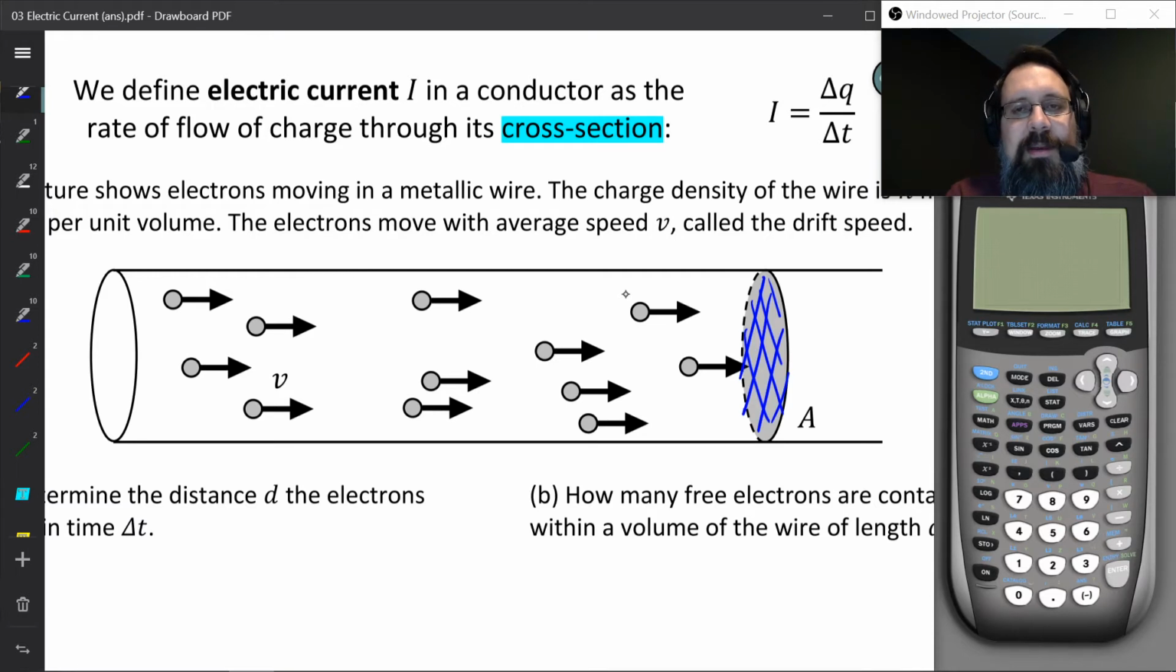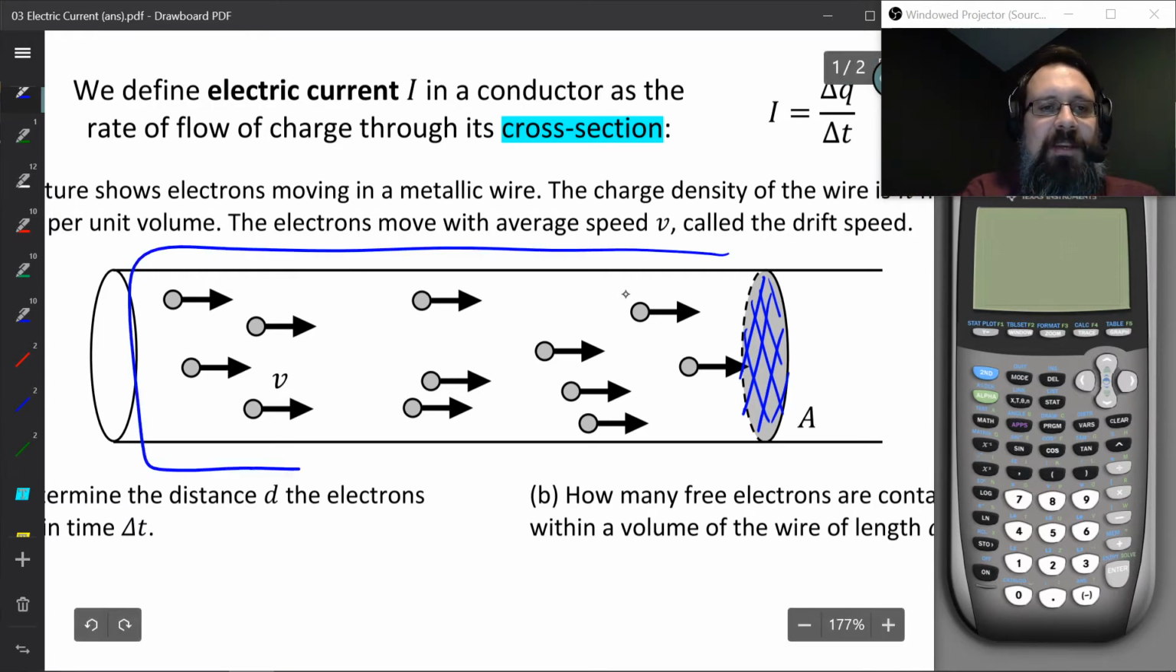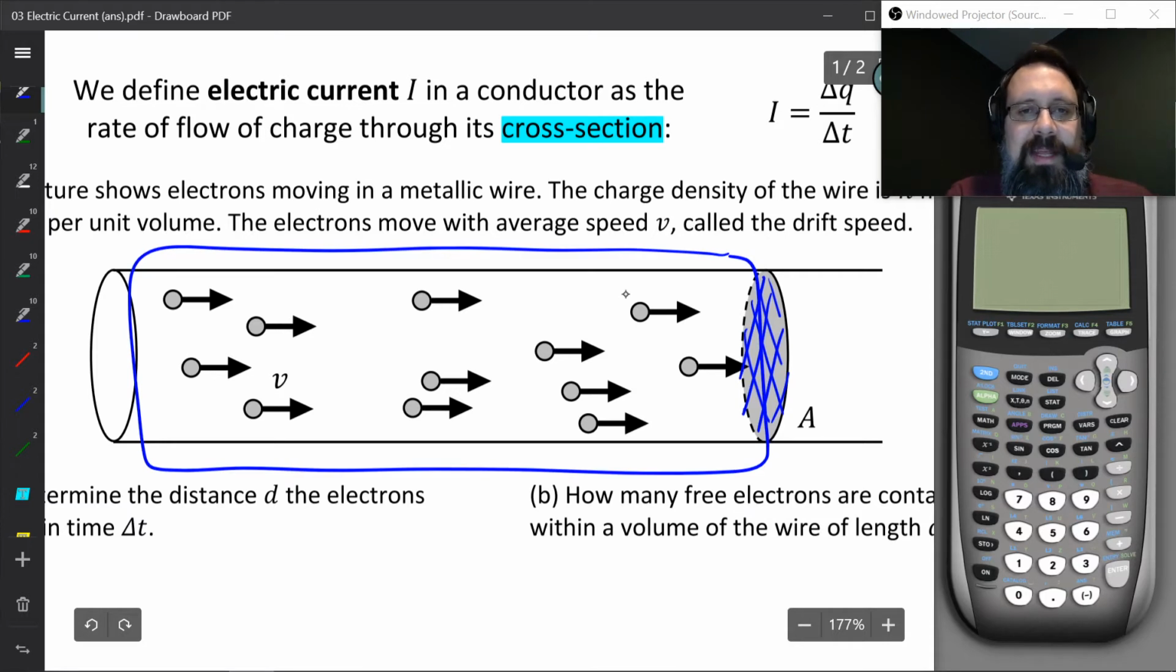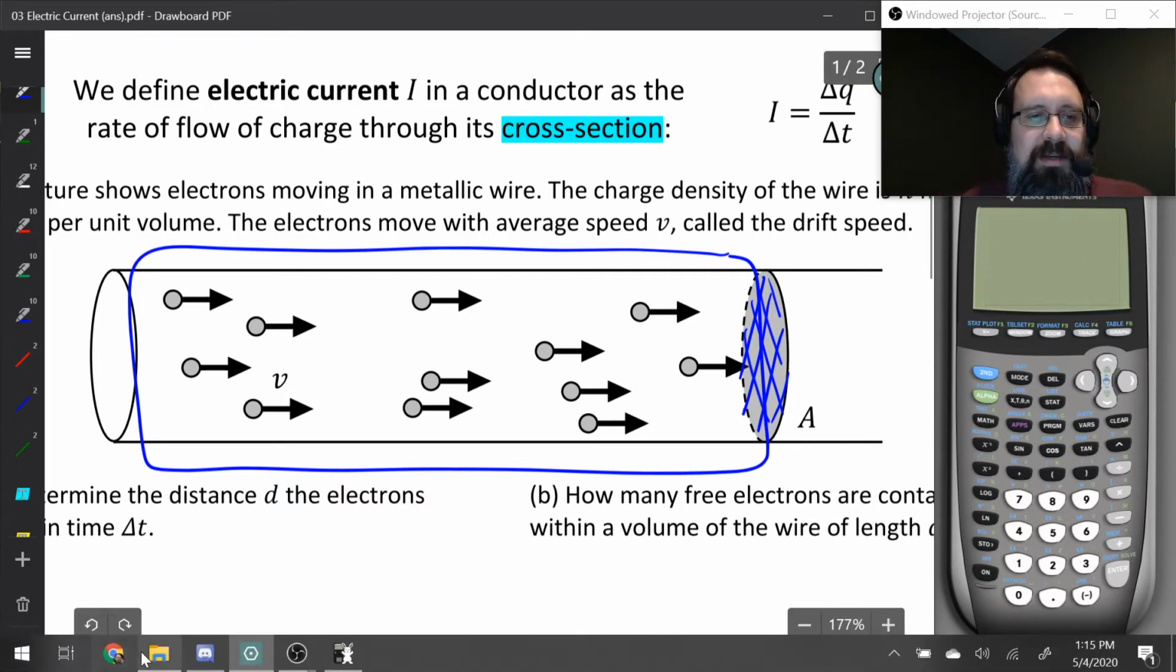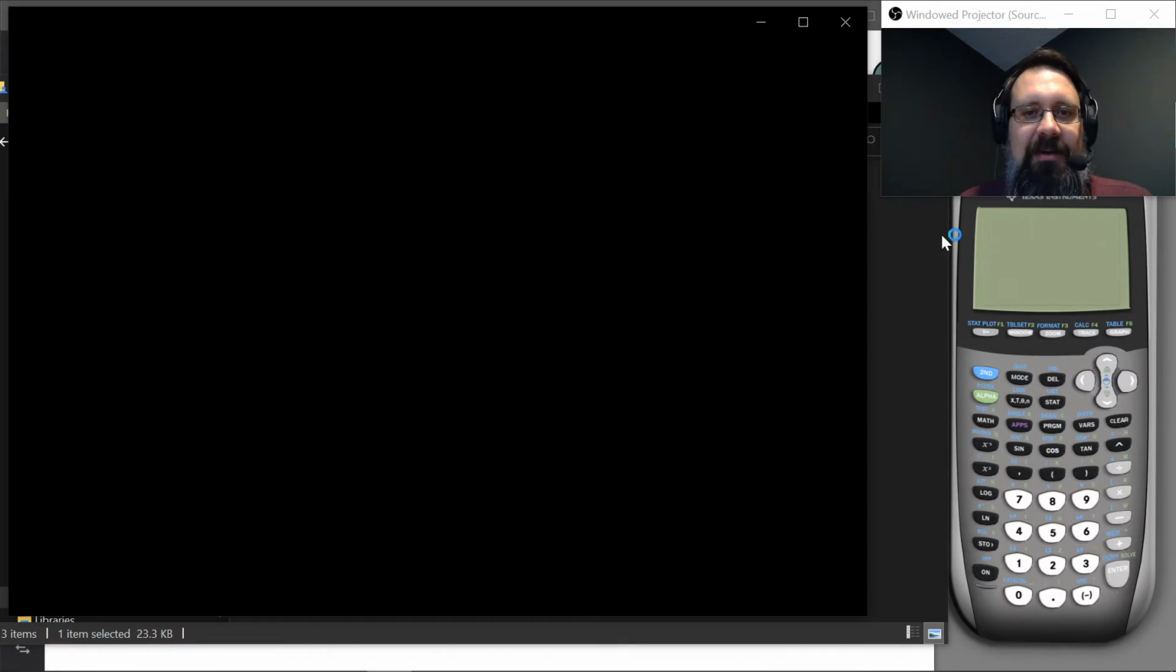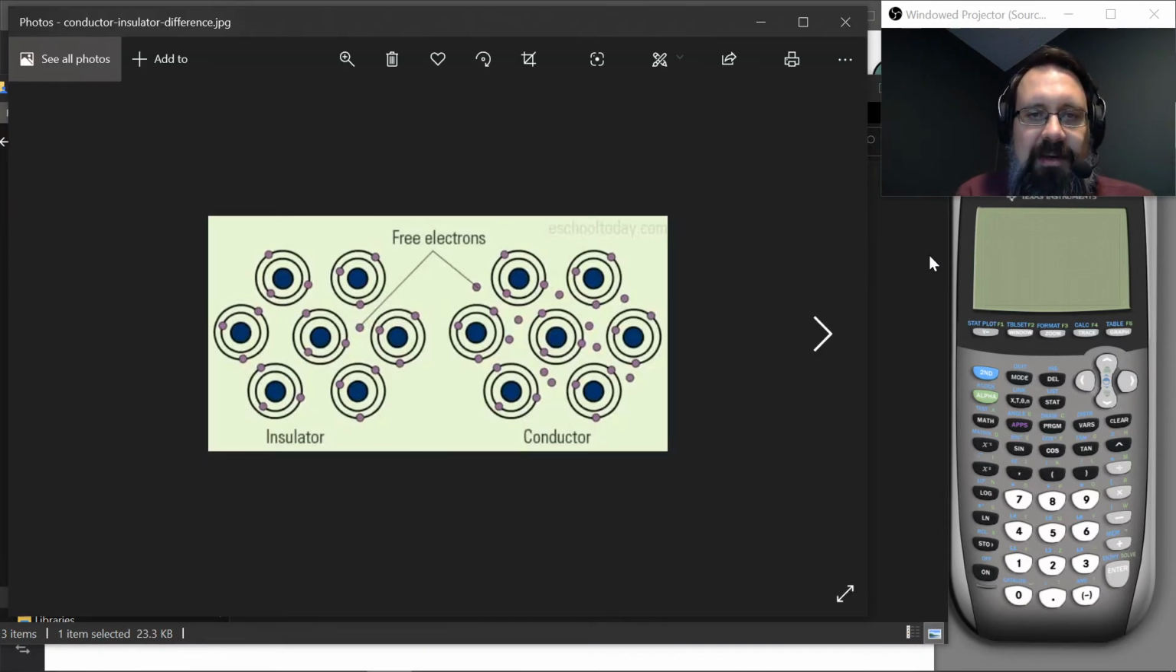Okay, so what am I trying to say? What would that change if it was a good conductor versus a bad conductor? What would that change about the configuration of these electrons? Remember the picture? Good conductor versus bad conductor. What happens to the electrons? Bad conductor, insulator, good conductor. What happens to the electron configuration?